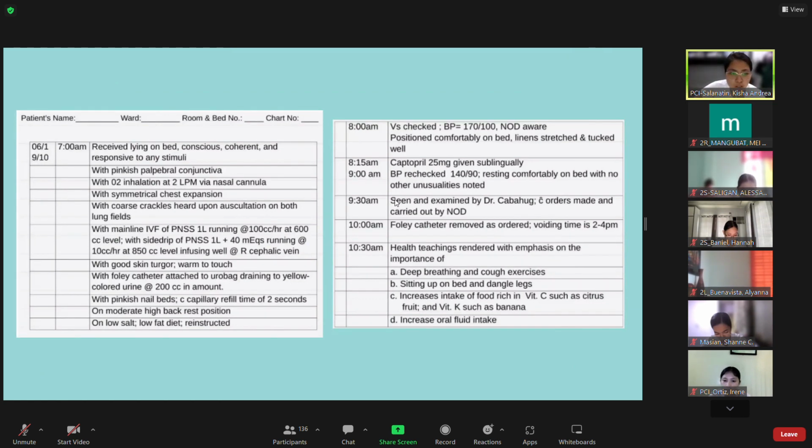So there, in the sample nurse's notes, you will see the patient's name, put it there, and then which ward the patient is in, then room and bed number. And then here in the first column, you will see the date. Then the second column is the time, and then the third column would be the interventions that you have rendered to the patient.